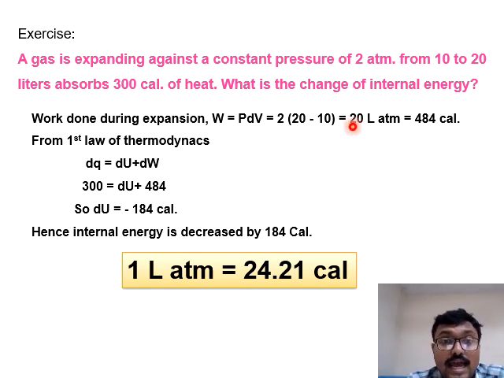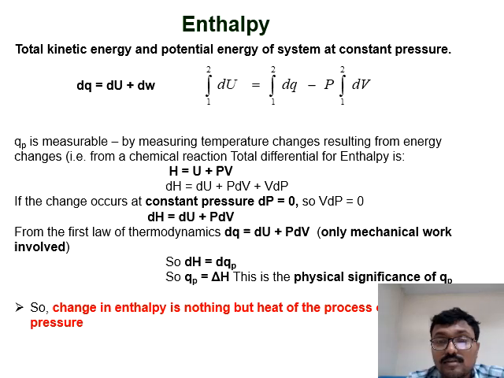Now we can calculate, 1 liter atmosphere is equal to 24.21 calorie, so we can convert it into calorie. Now from the first law we know dQ equal to dU plus dW. The dW value is 484 calorie. The dQ value is already given, 300 calorie. So we can easily calculate the dU value. This is the way we can solve mathematical problems from the first law of thermodynamics.